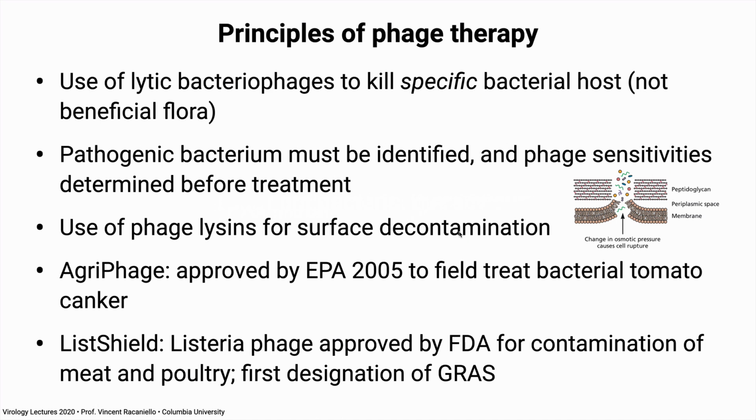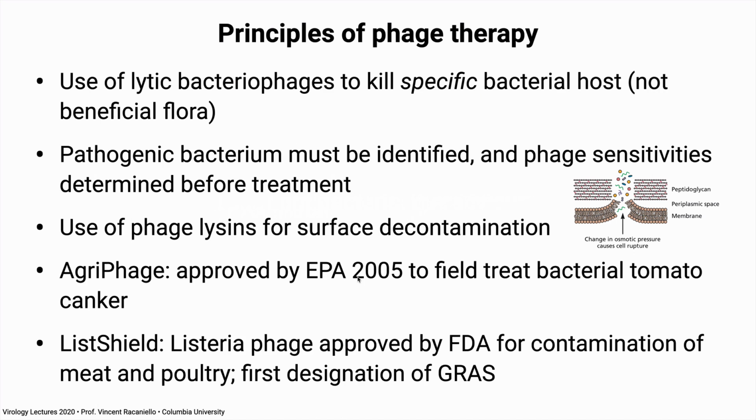And these are two licensed phages. This one is approved by the EPA to treat bacterial tomato canker. So in the fields, the tomatoes are having this bacterial infection. You can spray this phage on them. It works. It's licensed. It's approved by the EPA.